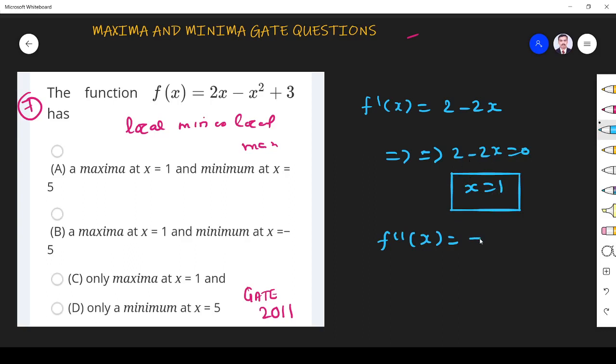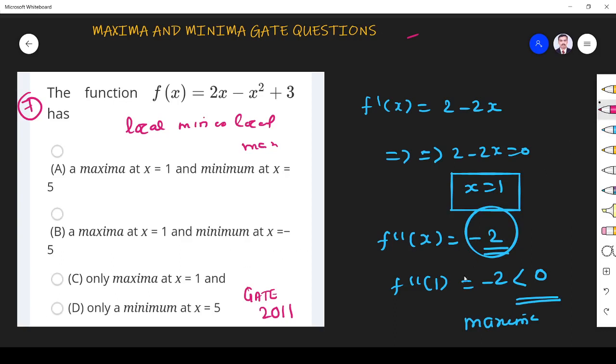The derivative of 2 minus 2x is minus 2. So whatever the x value, f double dash of 1 is minus 2, which is less than 0. Less than 0 means surely it will give maxima only, whether x is 1, 2 or 3, whatever it is. The second order derivative is simply the constant minus 2. So the function gives only maxima, and for this problem it has a maximum at x equal to 1.